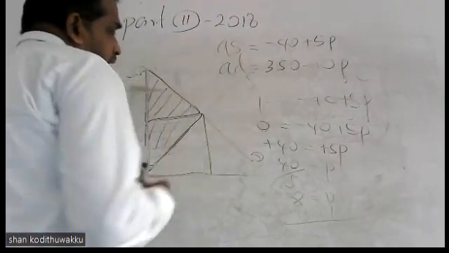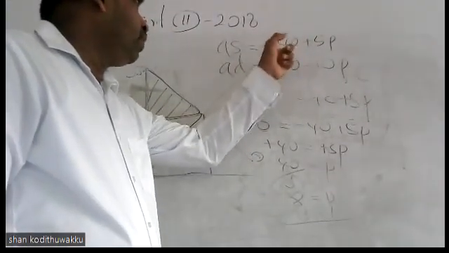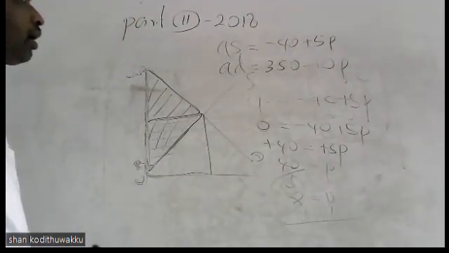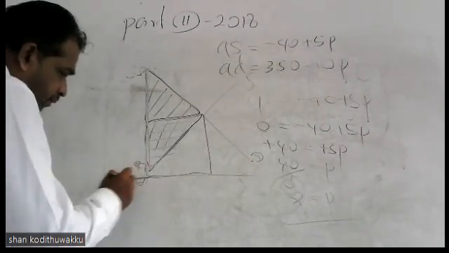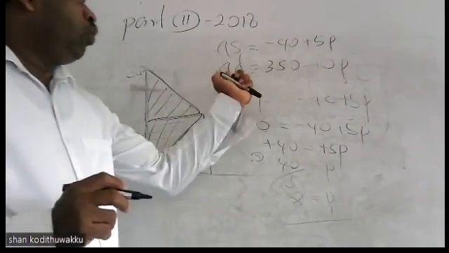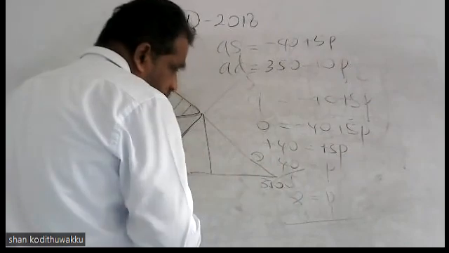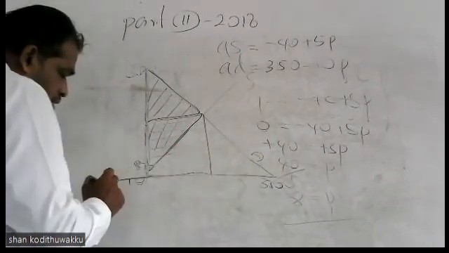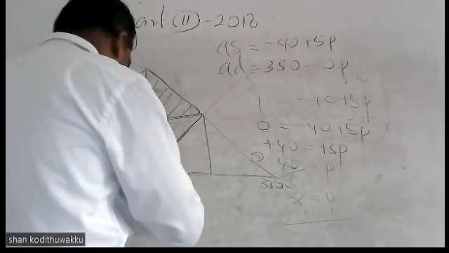Then you can find here minus 40. In the supply equation, minus 40 plus 5p, the minus 40 is the quantity supplied when the price is zero. When the price is zero, quantity supply will be minus 40. And when the price is zero, quantity demand will be 350. Sorry, quantity demand is 350. When the price is zero, minus 40 is the quantity supply. Then you can take your supply curve.